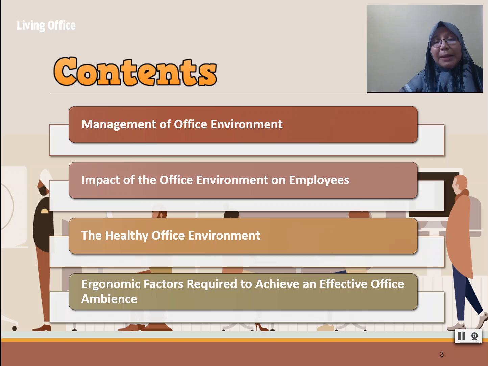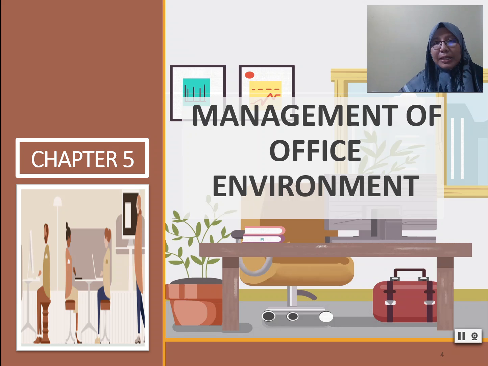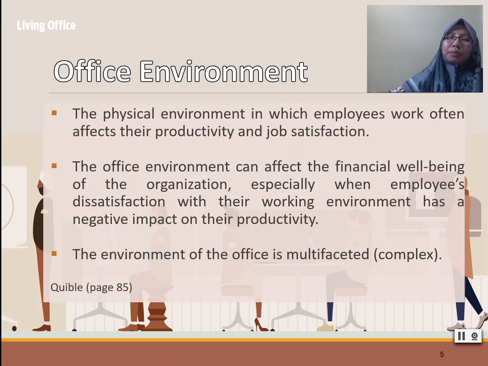The first one is the management of office environment. The second one is the impact of the office environment on the employees, and the third one is the healthy office environment, and lastly is the ergonomic factors required to achieve an effective office ambience. For the first part of this video, we are going to know about the management of office environment. So this is the first topic.